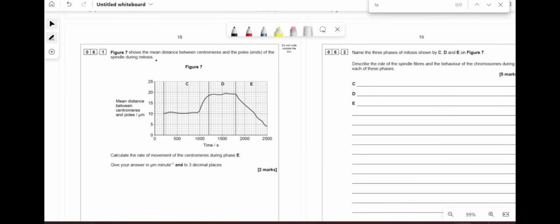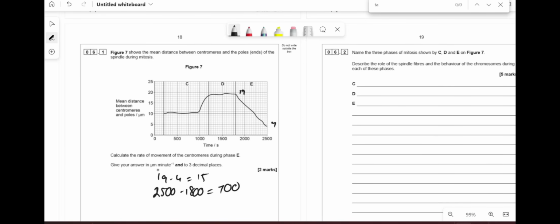Okay, so figure 7 shows the mean distance between centromeres and the poles, ends of the spindle during mitosis. Calculate the rate of movement of the centromeres during phase E, and then give your answers in micrometers per minute and to 3 decimal places. Okay, so they've gone from 19 to 4, so that's 19 minus 4 equals 15. And we're looking at the time frame that they do it in, so that's 1800 to 2500, sorry, not 700. 2500 minus 1800, which is 700.